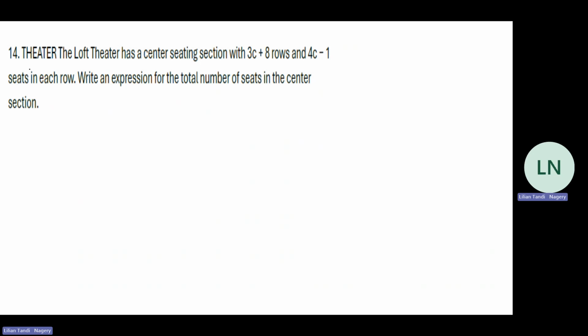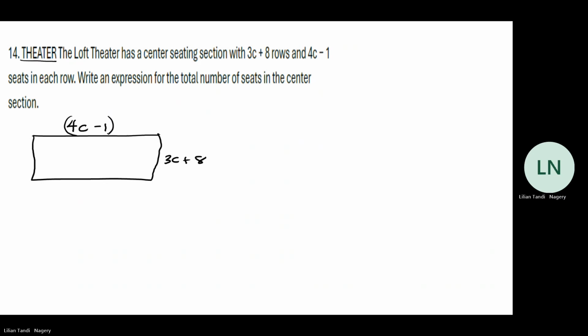This story is about a theater. The loft theater has a center sitting section with 3C rows. So rows, okay, so it's going to be a rectangle. So how many rows? 3C plus 8 rows. And how many seats in each? 4C minus 1. Okay. And because there are two terms, I'm going to use a bracket. Write an expression to find the total number of seats. So to find the total number of seats is just like finding the area of this rectangle.